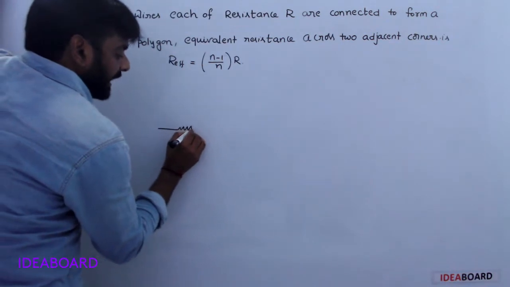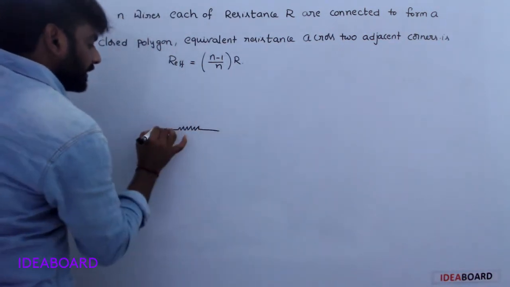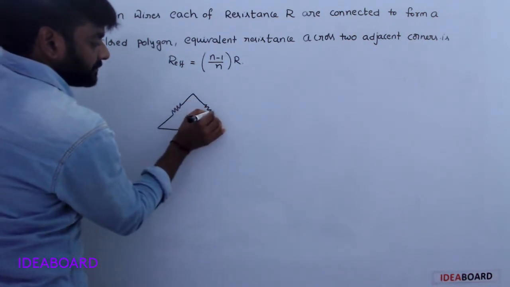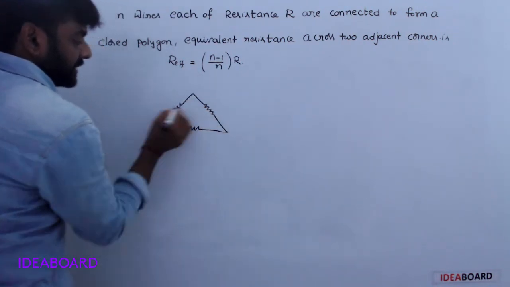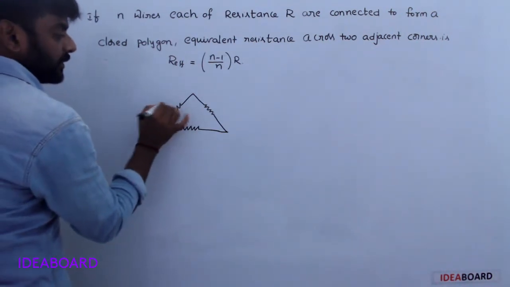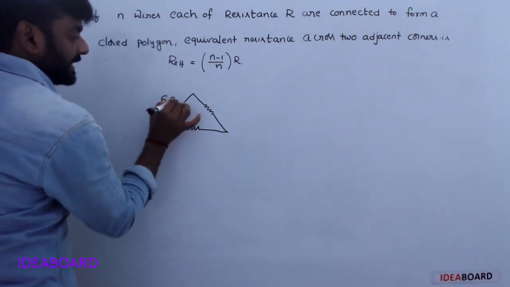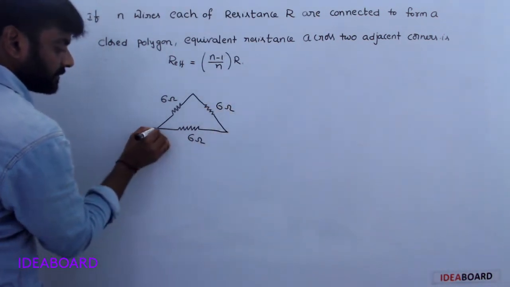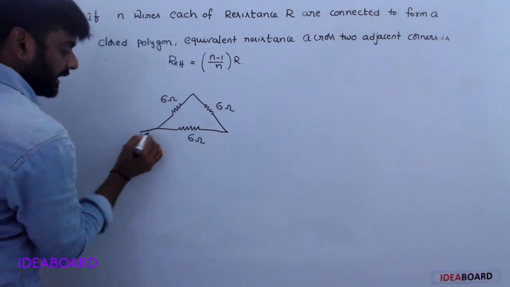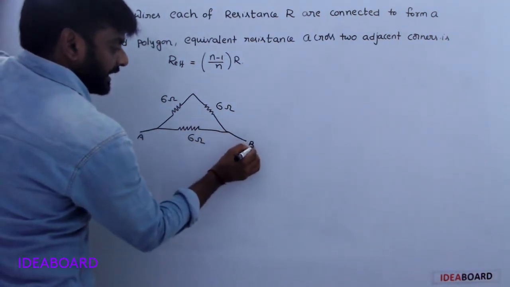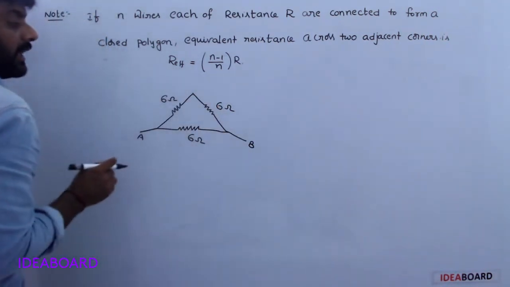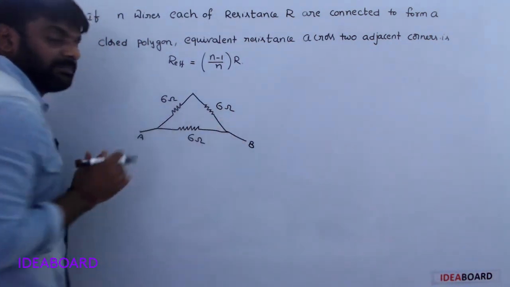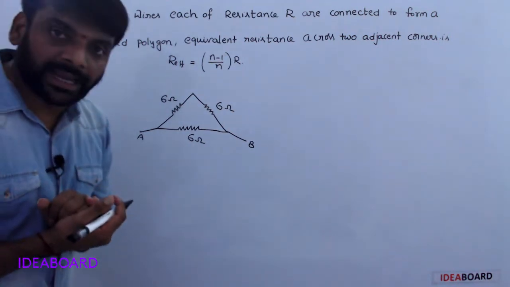one triangle. Here the resistances: this one is 6 ohms, this one is 6 ohms, this one is 6 ohms. This one is A and this one is B. Here we require the resistance in between A and B.